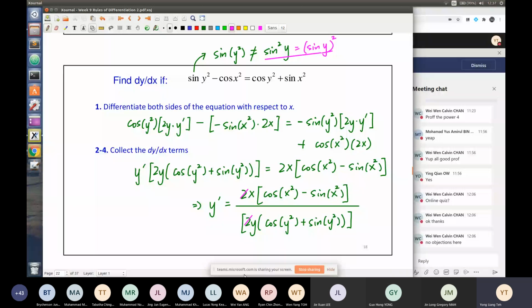Questions? Be careful, do not put this as 1. This is cosine y square, it's not cosine square y. If this were cosine square y and sine square y, of course you could use the Pythagoras theorem and put it as 1. But it's not, so let it be. Moving on.